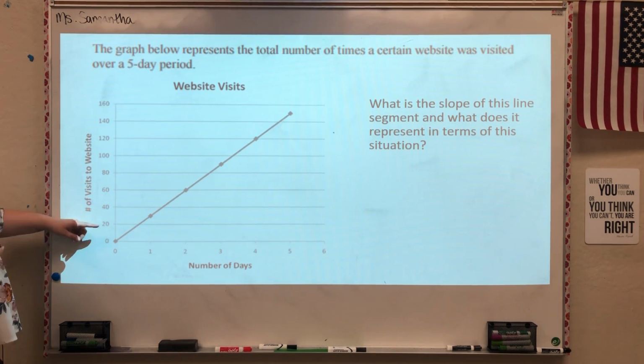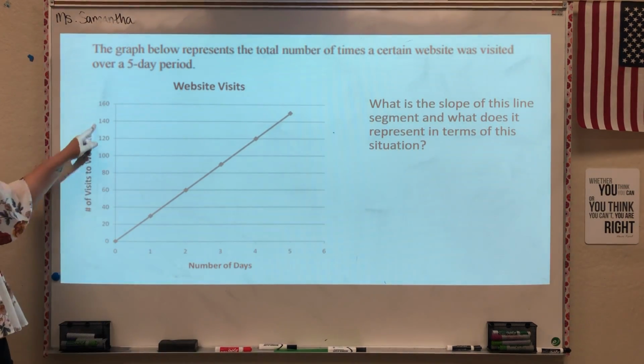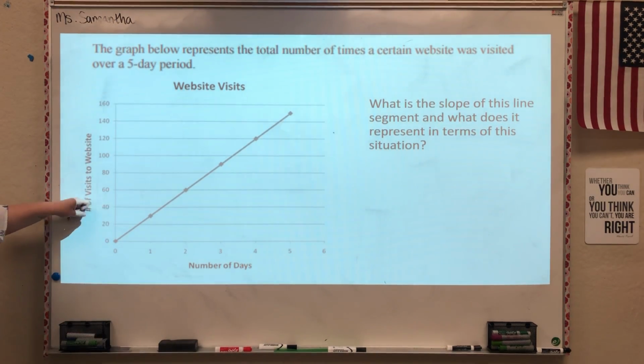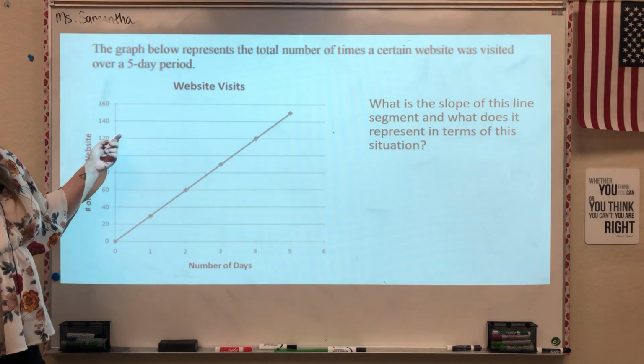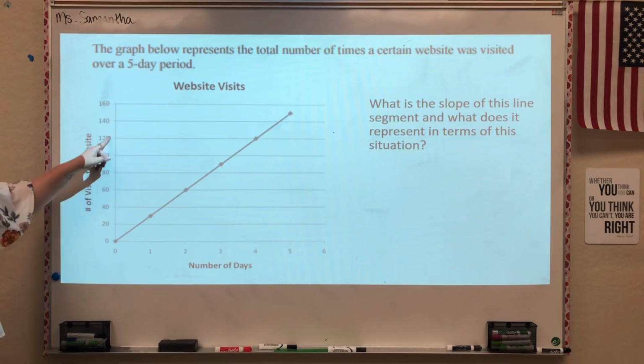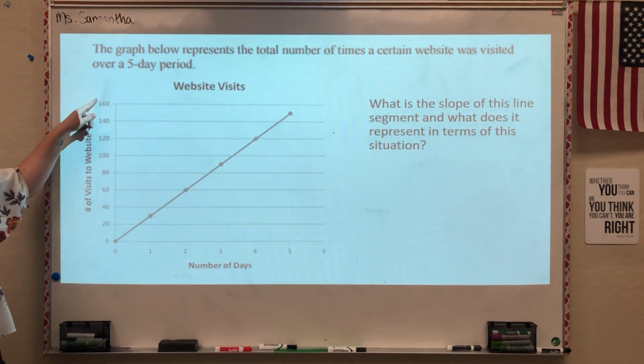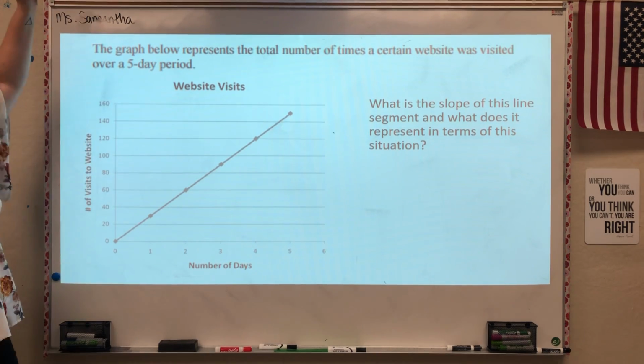Sometimes students notice, well, down here it's going 1, 2, 3, 4, 5. Over here, it's counting up 20, 40, 60, 80, 100. It's counting up by 20 on this side. One of the reasons they would want to do that is because if you're counting up by 1 over here and you need to get all the way up to 140, 160, that is a very big graph.